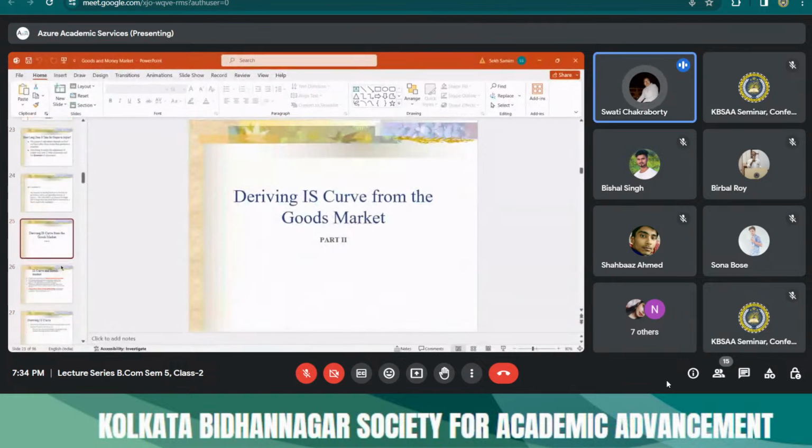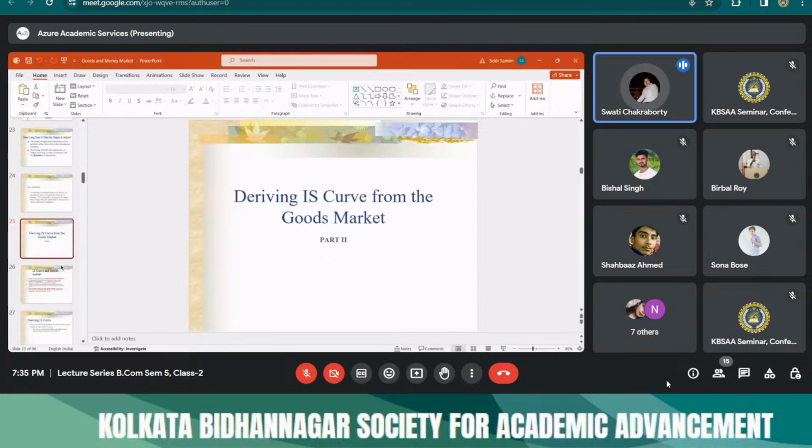Yes. So this is the next part of today's class, where we are talking of the IS curve. How do we derive the IS curve from the goods market? When we talk of the goods market, we are talking about the amount of output that has to be produced, right? From the goods market, we derive the IS curve, which is a combination of interest rates and outputs, different combinations, in a situation where the goods market is in equilibrium. So how do we derive it?